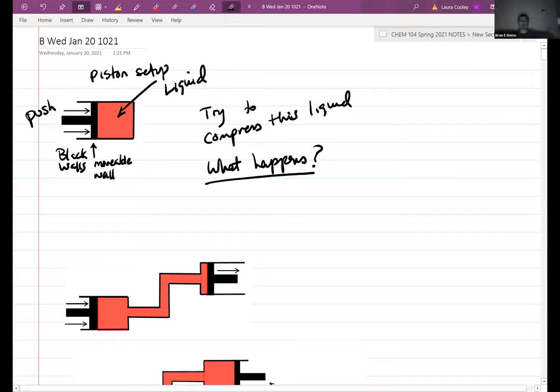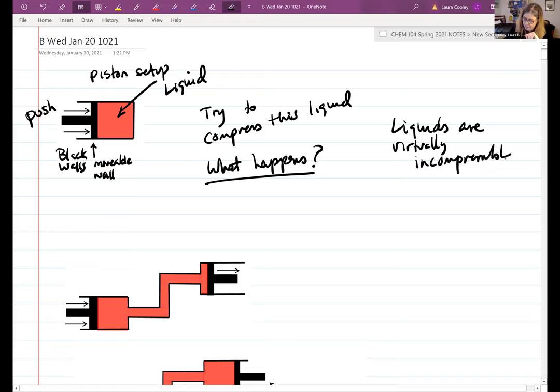That's the whole thing, is that the liquid does not compress. Even if you push really hard, liquids are virtually incompressible. So you could work really hard pushing on this thing, and what happens is essentially nothing. Maybe you'll get some of this red liquid squirting out the sides if you don't have a good seal, but basically you're not going to change the volume of the liquid.